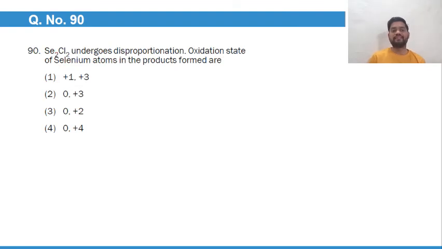Selenium chloride, Se2Cl2, undergoes disproportionation reaction. The oxidation state of selenium atoms in the products formed is, so if I remember the disproportionation reaction, it can be written in this way. You can do the balancing, or let me just balance it. 2 multiplied by 2. Yeah, so that is balanced.